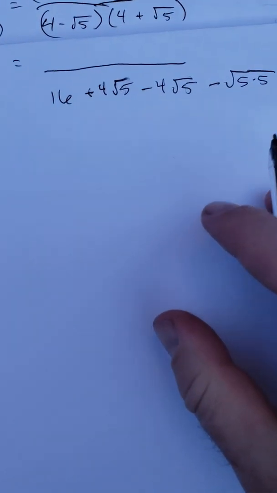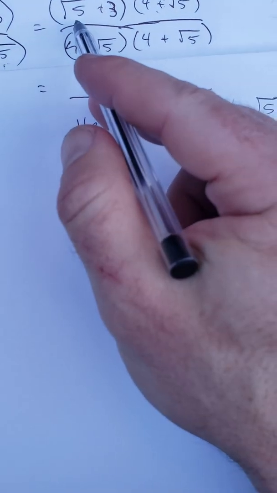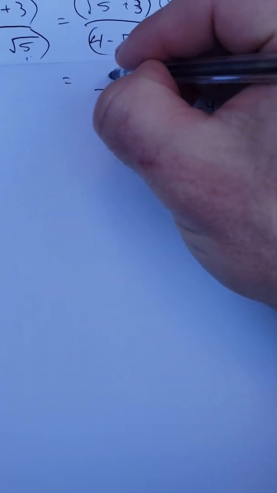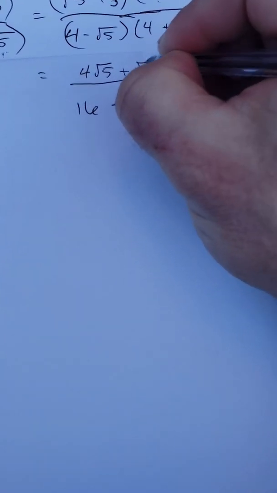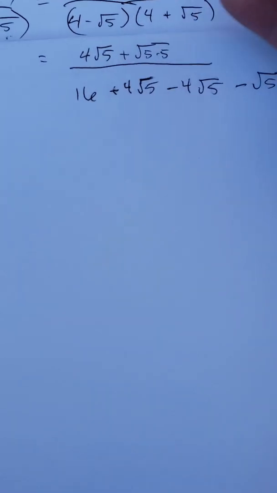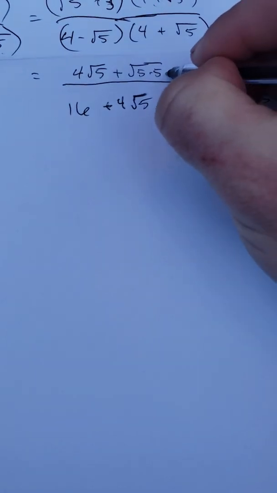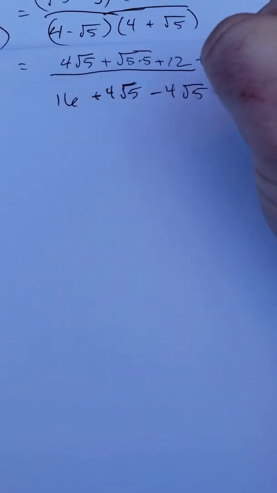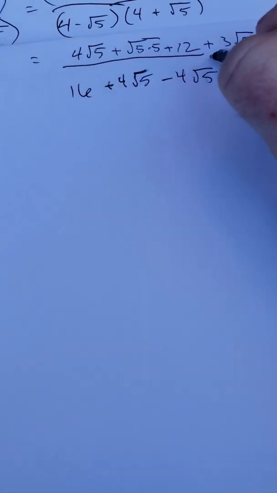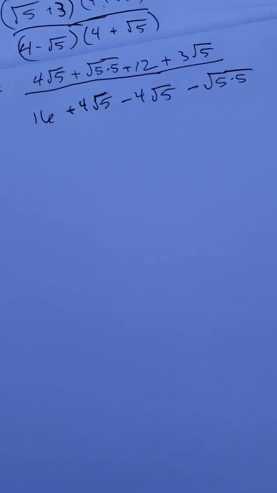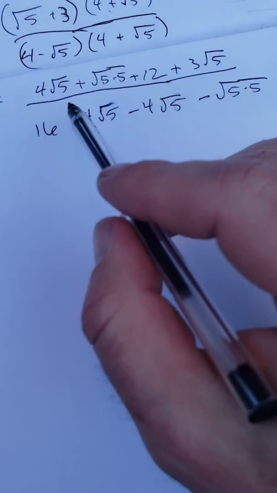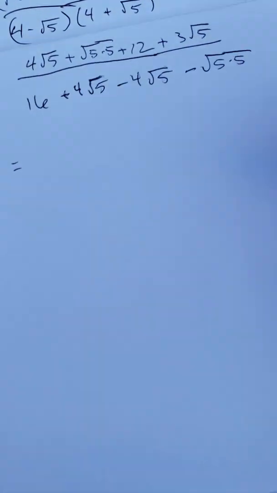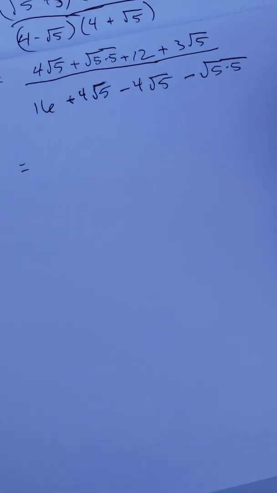Okay? Let's take care of the numerator real fast. It's going to be the same sort of steps, so we're going to move through it a little faster here. So 4 root 5 plus square root 5 times 5 plus 12 and plus 3 root 5. Okay? All right. Now, so again, we're going to simplify, and I'm keeping the top separated from the bottom as far as my simplification goes. So let's take care of it here real fast.